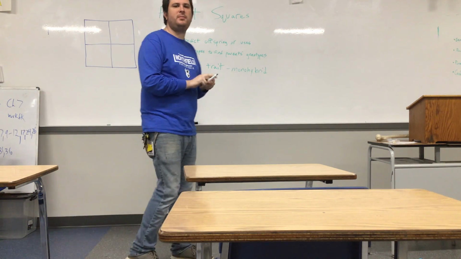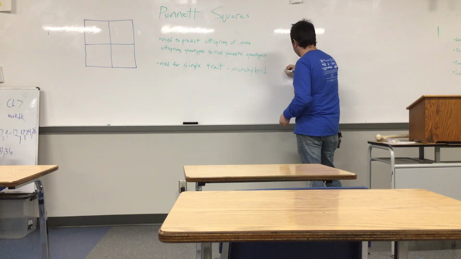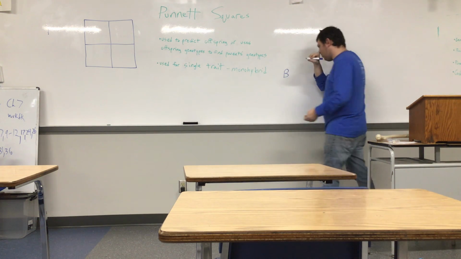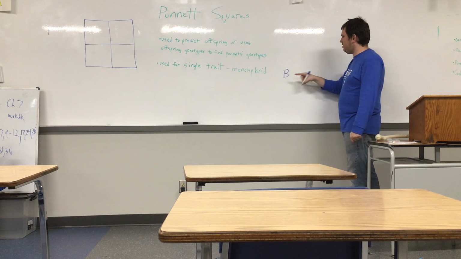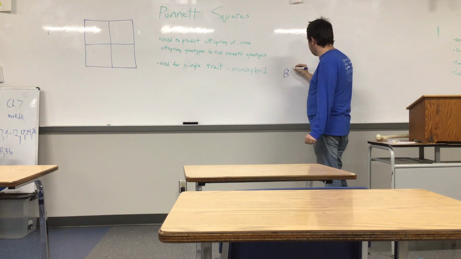Let's use, from our last video, our hair example. We have a mom with brown hair. So, we're going to give her a capital B because it is dominant. Brown hair is dominant to blonde hair. We have a capital B.